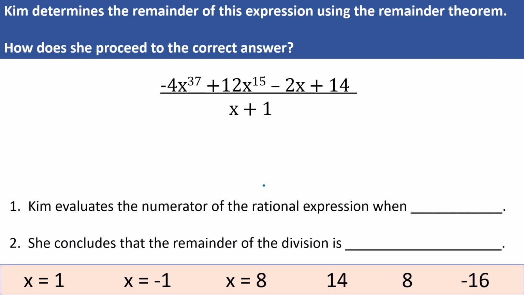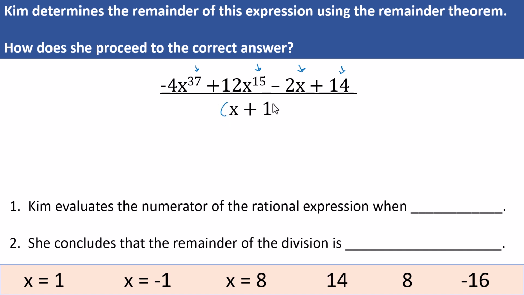Okay. All right, so that's all that we have today. Let's just kind of review. Do you know how to use the remainder theorem to proceed to the correct answer? So sometimes on the quizzes, you know how to do it, but we don't know how to enter the answer. So let's look at what this is asking. All right, so we're trying to divide negative 4x to the 37th, and then it jumps down to 12x to the 15th power, and then way down to negative 2x to the first power, and then our constant.